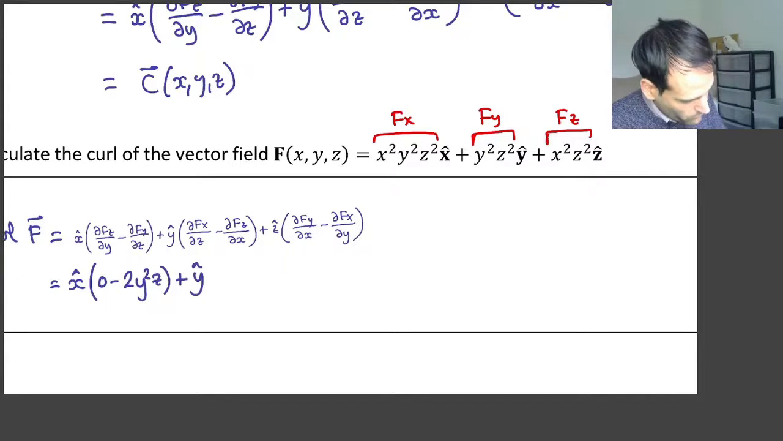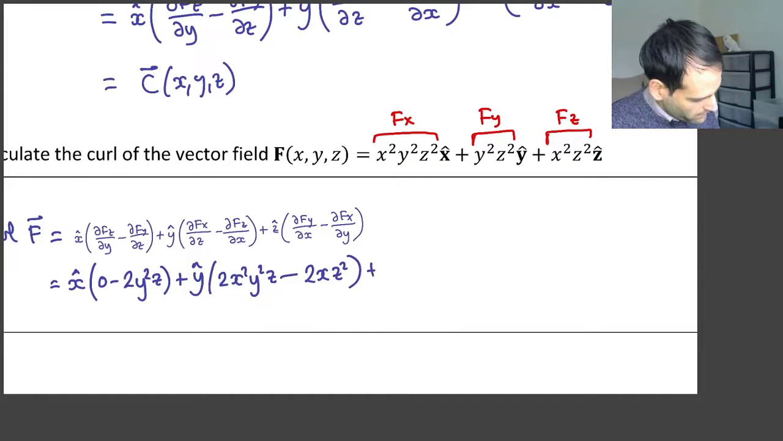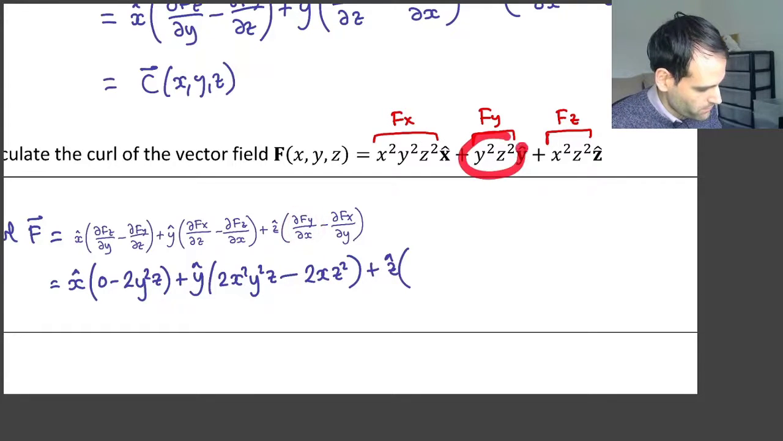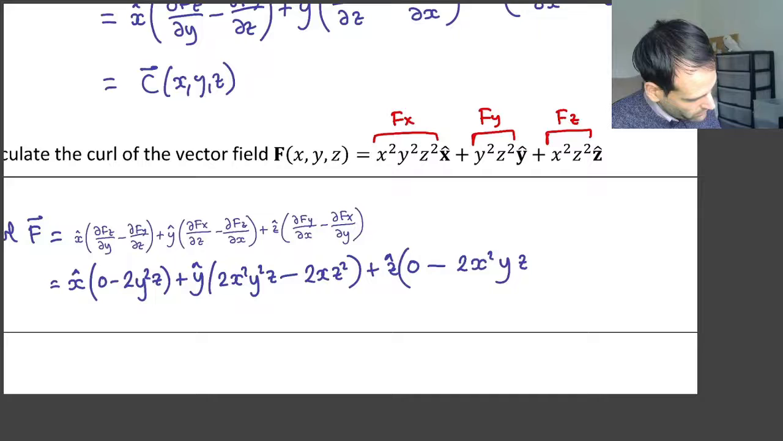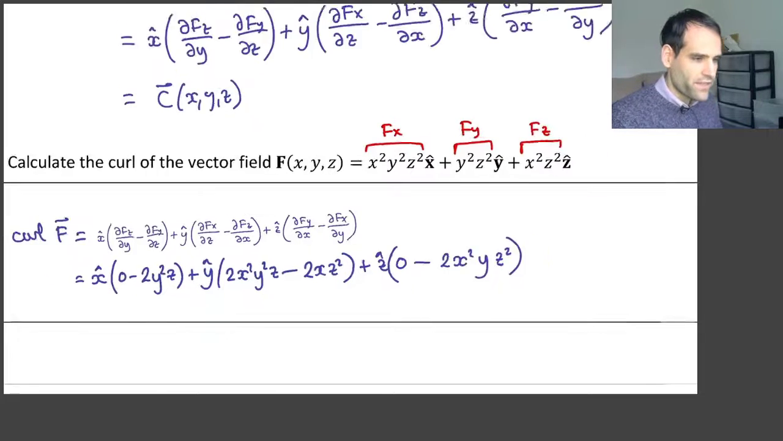Then plus y hat times partial of f of x with respect to z. So I need to do the partial of this with respect to z. So it's going to be 2x squared y squared z minus the partial of f of z with respect to x. So I need to do the partial of this with respect to x, which is going to be 2x z squared. And then plus z hat times the partial of fy with respect to x. So it's the partial of this with respect to x, which is 0. Minus the partial of f of x with respect to y, which is the partial of this with respect to y, which is going to be 2x squared y z squared. Okay? And this finalizes this.